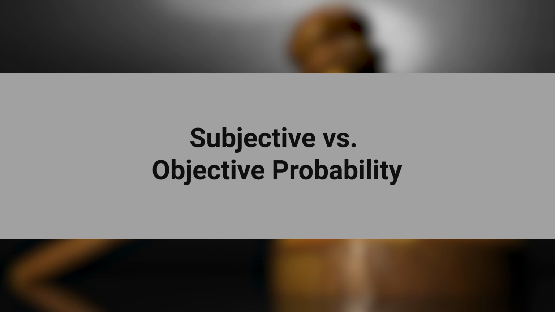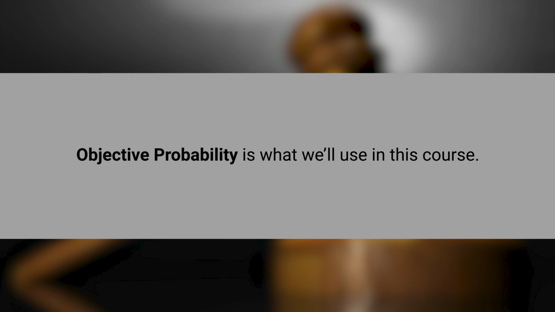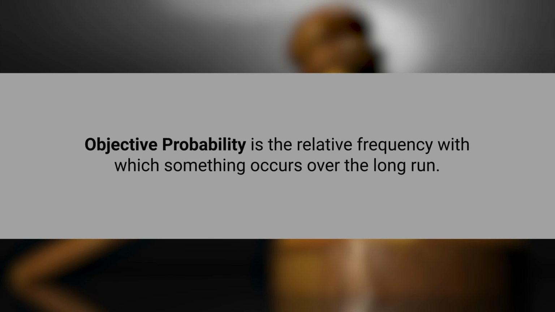But on the other hand, there is a difference between subjective versus objective probability. Subjective probability, in lay terms, means something is probable if it is likely. Example, I will probably get an A in this course. Objective probability is what we will use in the course. Objective probability is the relative frequency with which something occurs over the long run. So what does that mean?